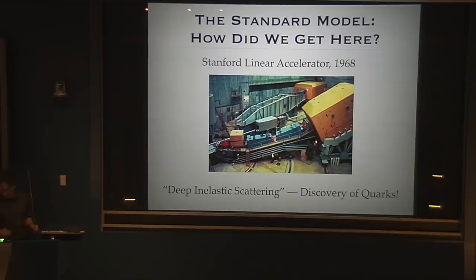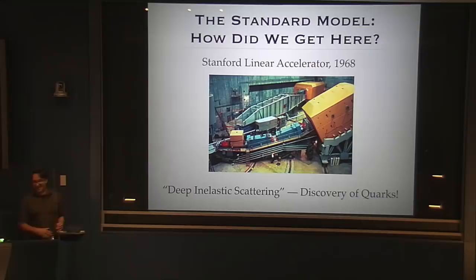But I said this is a very brief introduction to collider physics, so I'm going to jump ahead another 50 years. This is where collider physics had gotten to in 50 years, from the simple cartoon I had on the last slide to gigantic particle accelerator detectors like this one. And this is the experiment that found the first conclusive evidence of the substructure of protons and neutrons, namely quarks, through an experiment called deep inelastic scattering.